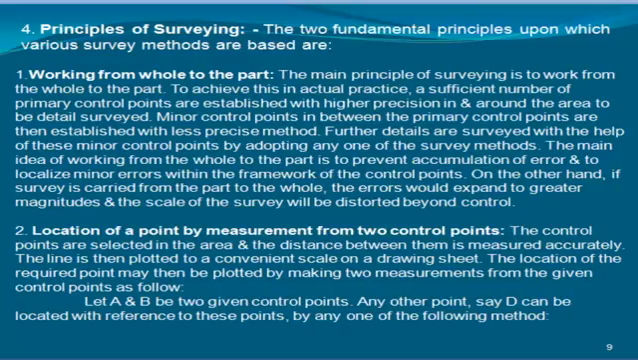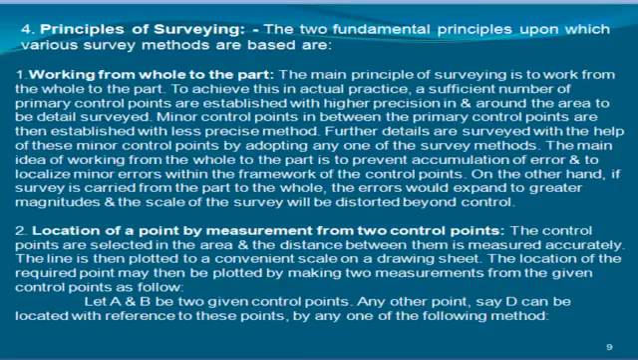Now is principles of surveying, the most important topic of this lecture. The two fundamental principles upon which the various survey methods are based are working from whole to part and location of a point by measuring from two control points. Now let us discuss first working from whole to part. The main purpose of working from whole to part is to localize the errors, as working the other way around would magnify the errors and introduce distortion in the survey.